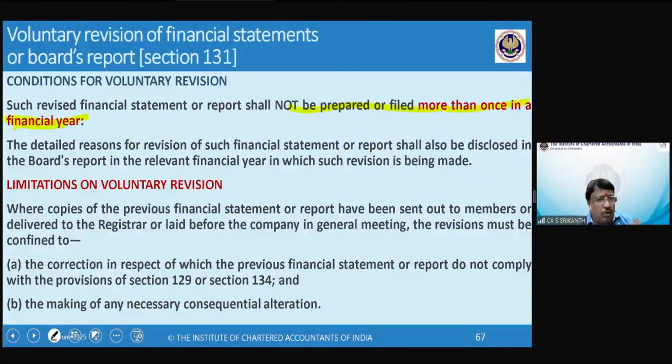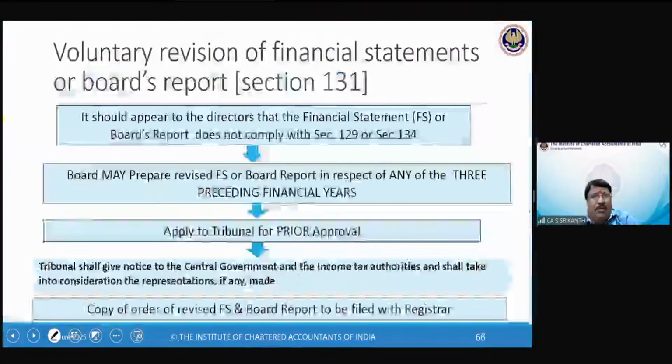If you do one revision, that's it, whichever year. But 24 can be revised in 26 March. I know I'm confusing you, but think about it, the way I'm reading this. My assumption is that this sentence should read like this: revised financial statement or report shall not be prepared or filed more than once for a financial year. So in respect of your financial year, you can revise only once. Anytime you can do it within the limits prescribed.